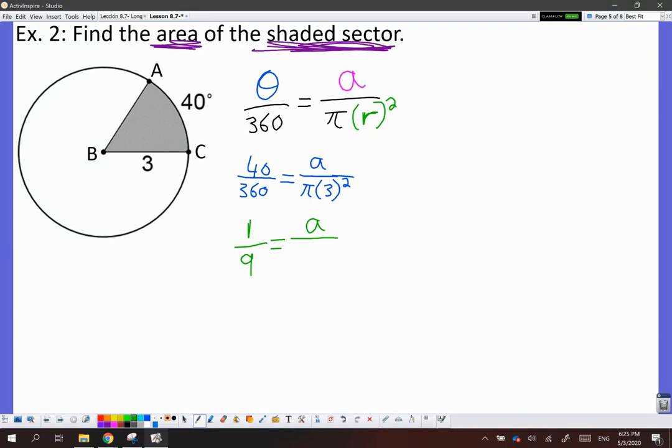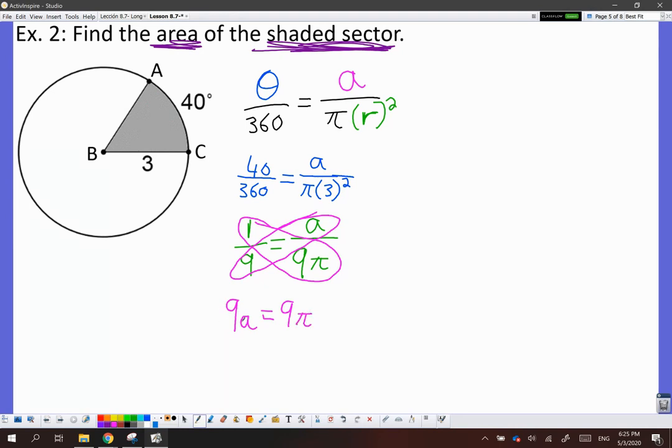Now again, when I'm working with exact form, I know I want my answer in exact form. So I'm going to ignore this pi and do everything else. So this 3 squared, which is 3 times 3, becomes 9. And then I bring the pi back in. Boom. So now I'm going to cross multiply. I have 1 times 9 pi and A times 9. So on the left-hand side, I'll have 9A equals 9 pi times 1 is still just 9 pi.